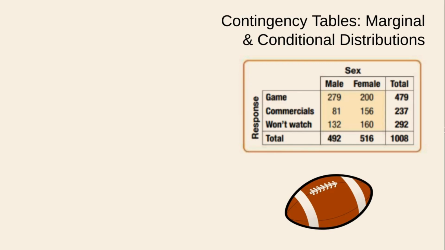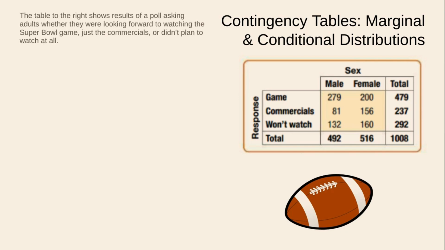Okay, so now we're going to start putting all the pieces together. We have marginal distributions, conditional distributions. Let's go. The table to the right shows the results of a poll asking adults whether they were looking forward to watching the Super Bowl game, just the commercials, or didn't plan to watch at all. What is the marginal distribution of the responses? The responses being you want to watch the game, you just want to watch the commercials, or you don't want to watch at all. Take a moment, pause the video, try this one on your own, and then unpause the video to check your work against mine.